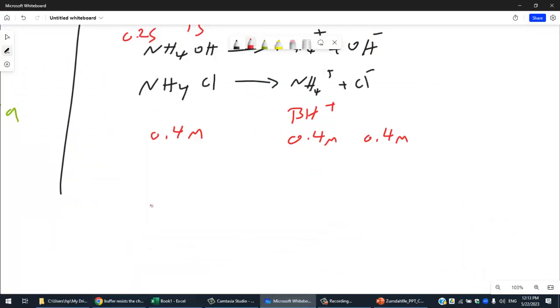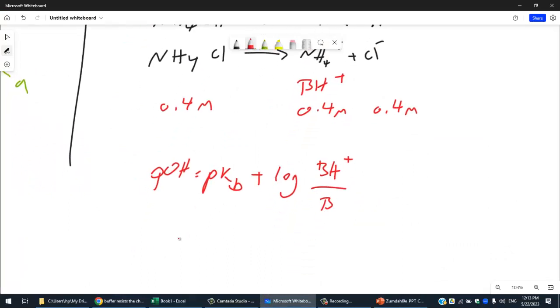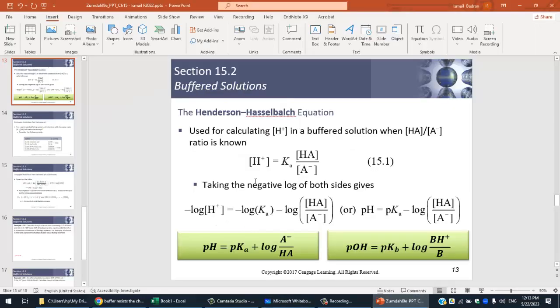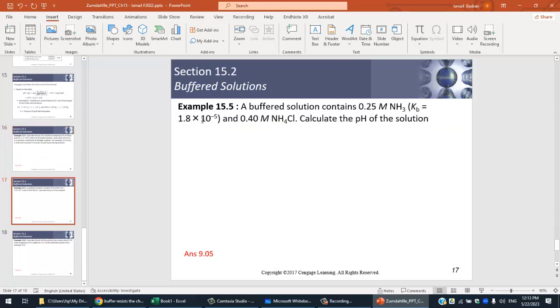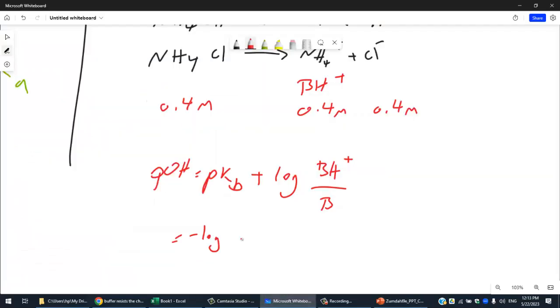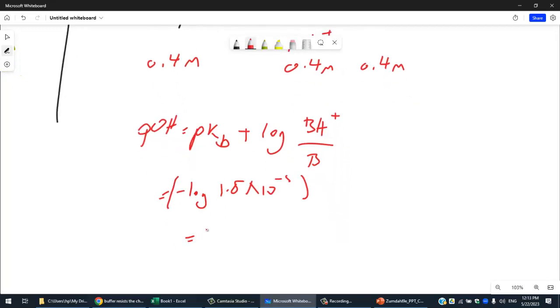So again, it says pOH, not pH, is equal to pKb plus log BH plus divided by the B, the base. In that case, it's going to equal minus log. I think the Kb of ammonia is equal to the Ka of acetic acid for some reason. It's a coincidence, by the way. It's 1.8 times 10 to the minus 5. And you need to do that separately. I think the answer is 4.77, as I remember.